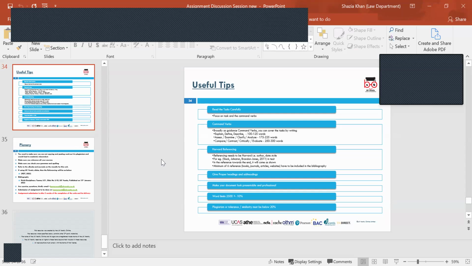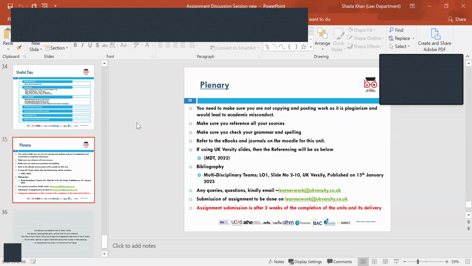Plagiarism or similarity tolerance needs to be below 20%. You need to make sure you are not copying and pasting work, as this is plagiarism. And as I told you, I would go through this throughout the session. Make sure you reference all your sources. Make sure you check your grammar and spelling and avoid using American style grammar. So instead of the Z's, put the S in, which is UK English. Refer to ebooks and journals on Moodle for this unit.